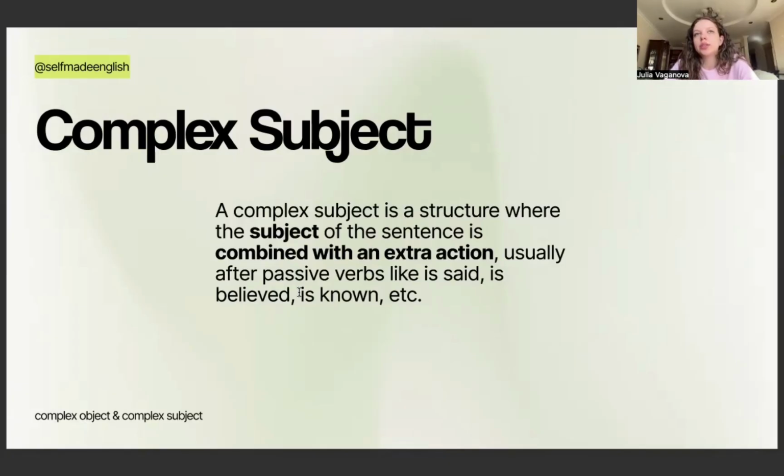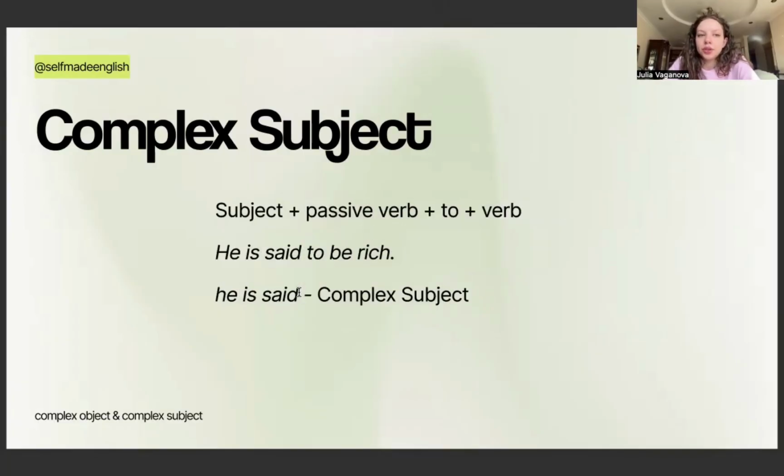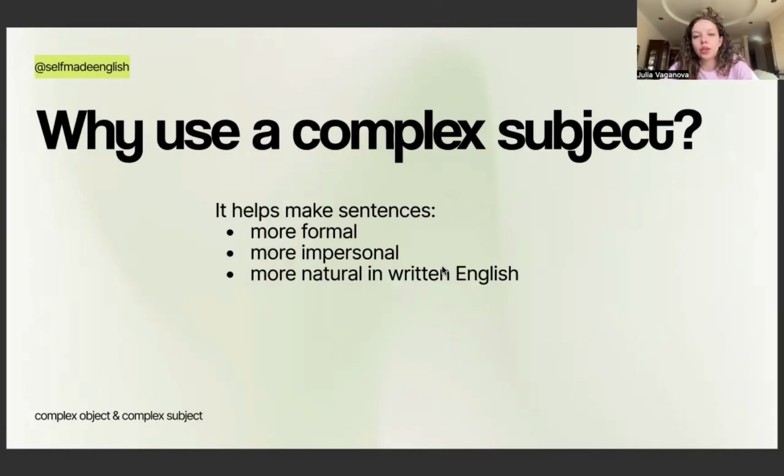Usually it is expressed by the passive forms, the passive verbs, like it is said to be done, it is believed to have happened, and so on. So our basic grammar formula is subject, passive form of the verb, to and another action. So he is said to be rich. He is said, it means that it's complex subject.